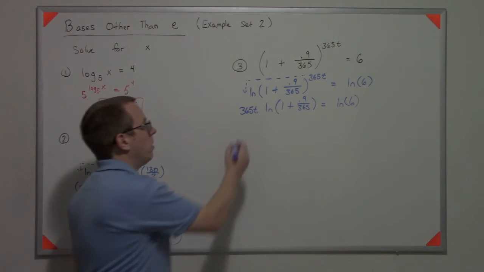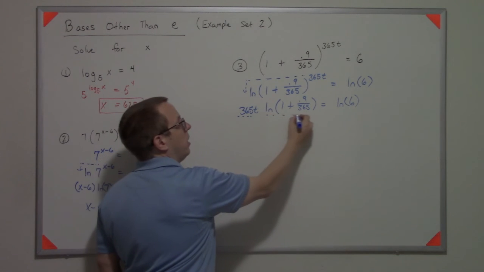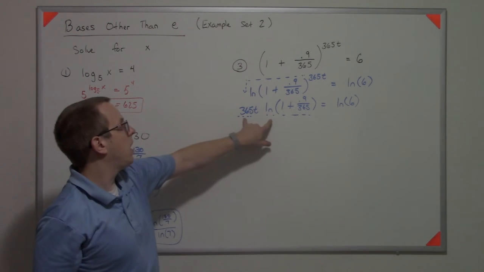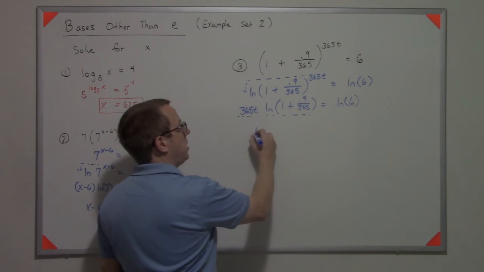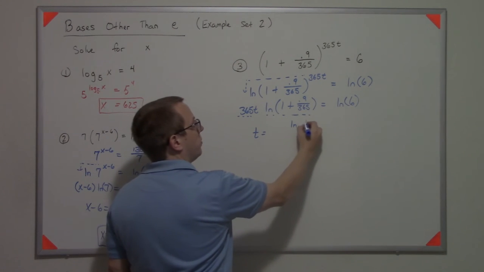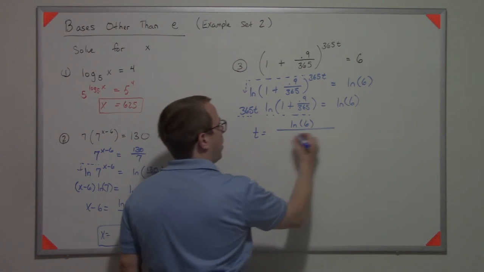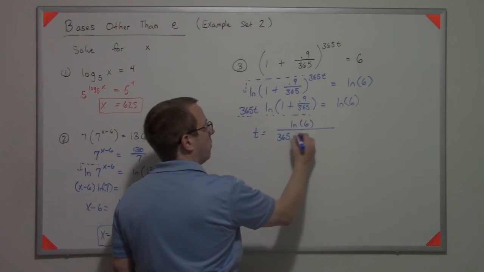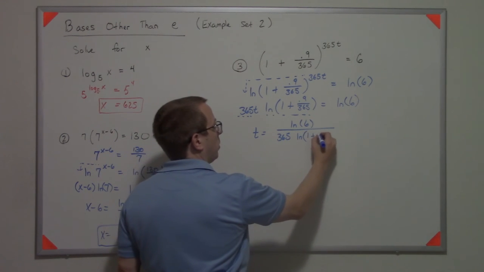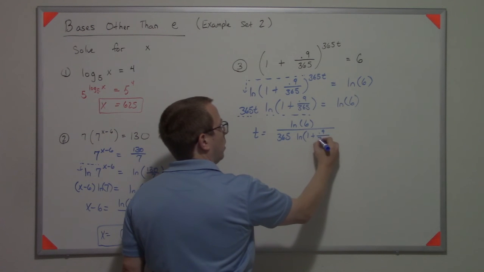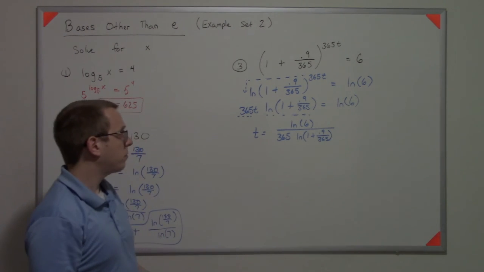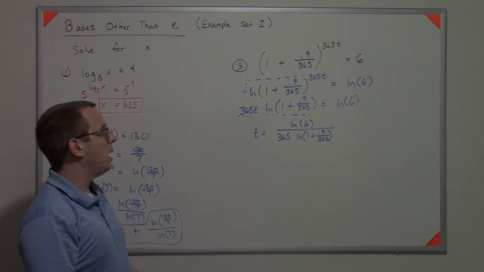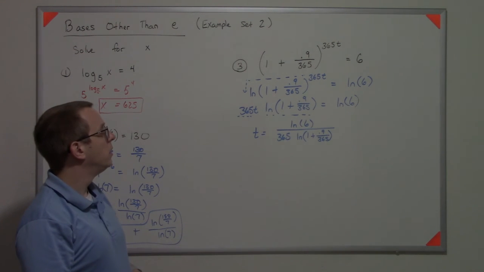So what I have here is some number times t and then another number. So I need to divide by both of these things. So I can say t is the natural log of 6 divided by 365 times the natural log of 1 plus 0.9 over 365. You know, and I'm not going to lie, that's pretty ugly.